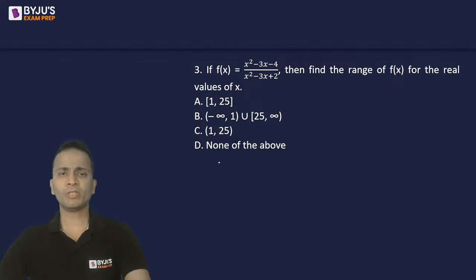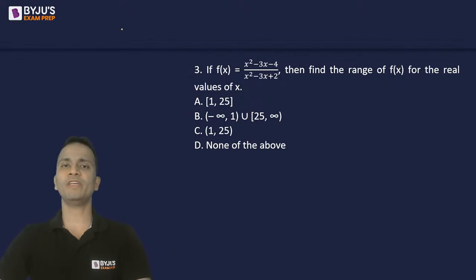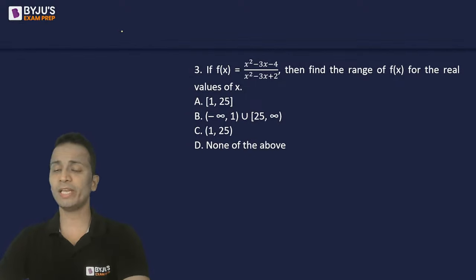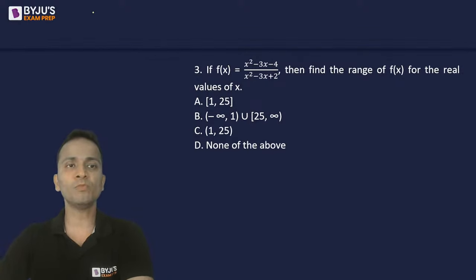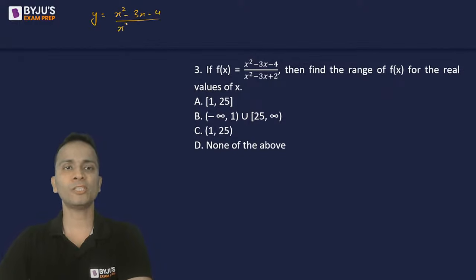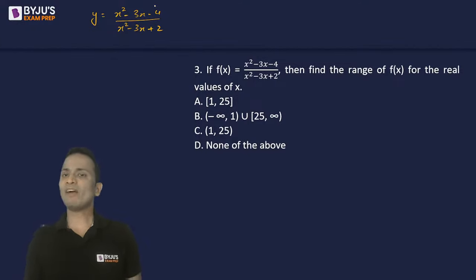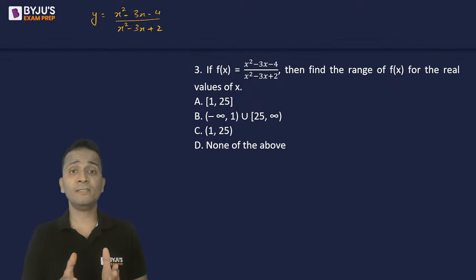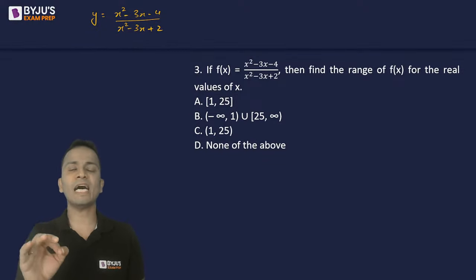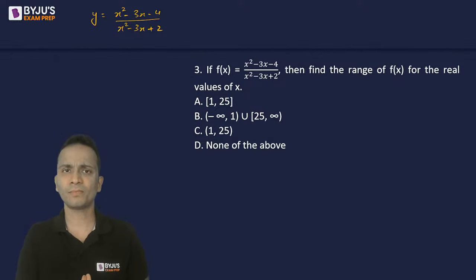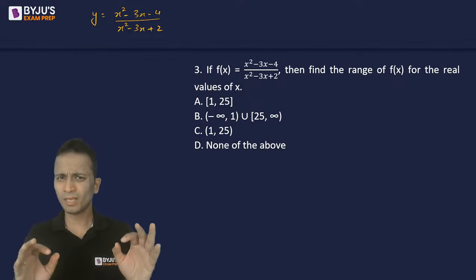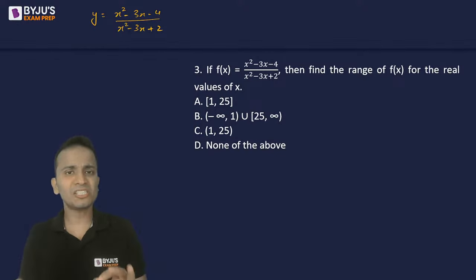Chalo. Now there is a peculiar way of solving this type of questions. Let's understand that. I will assume that y is equal to this expression, x square minus 3x minus 4 divided by x square minus 3x plus 2. Now I want to find out the range of f(x), that means the range of y, and it is given that the values of x are real. So what I'll do as a first step, all of you keep listening now. Stop doing whatever you are doing and just listen to me.